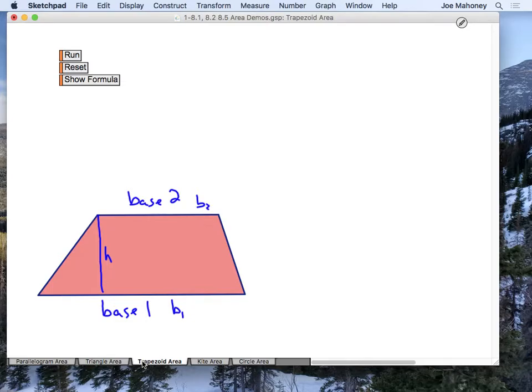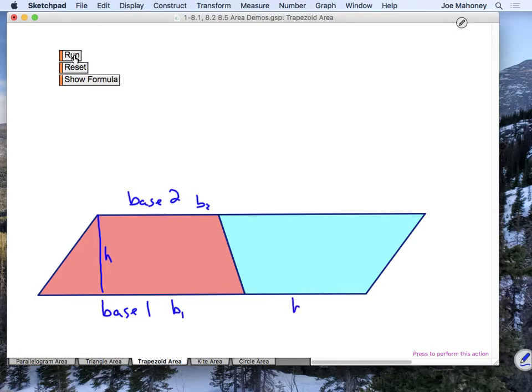So let's run and see what happens. What it's going to do is it's going to create a second one, and it's going to flip over. What shape do you see? Oh yeah, it's a parallelogram. And what's neat is that this is base number 2 because it flipped over, and that's base number 1. So remembering from before that the area of a parallelogram was base times height. In this case though, this big old base here is B1 plus B2. That's the length of the entire base.